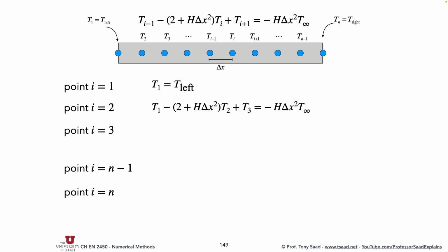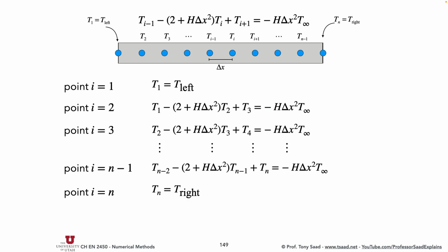For point i equal 2, you just set i equal 2. So you get T1 minus 2 plus h delta x squared times T2 plus T3 equal minus h delta x squared times T infinity, and so on. For point 3, you get T2 minus 2 plus h delta x squared times T3 plus T4, etc. So it's that recipe equation. I'm just applying it at different points i. Okay? So now, you repeat this all the way to the last point, and finally, Tn is equal to T right. Now this is a system of equations in T1, T2, T3, T4, T5, T6, T7, all the way to Tn. Those are the unknowns.